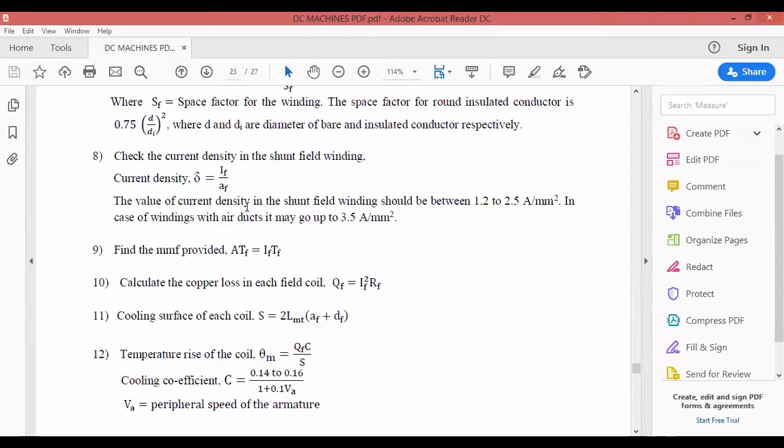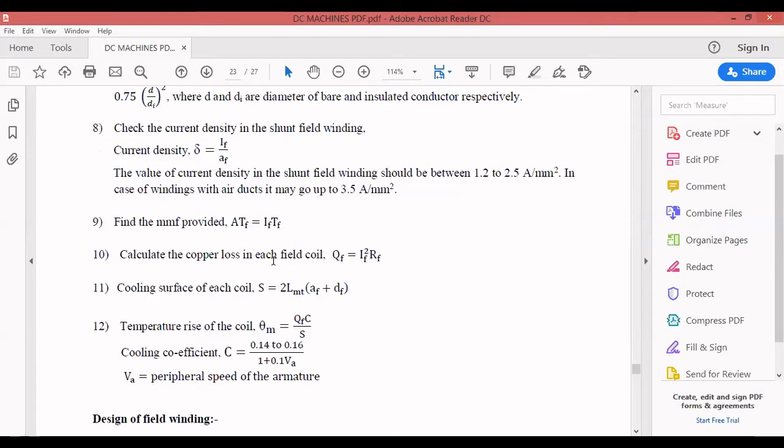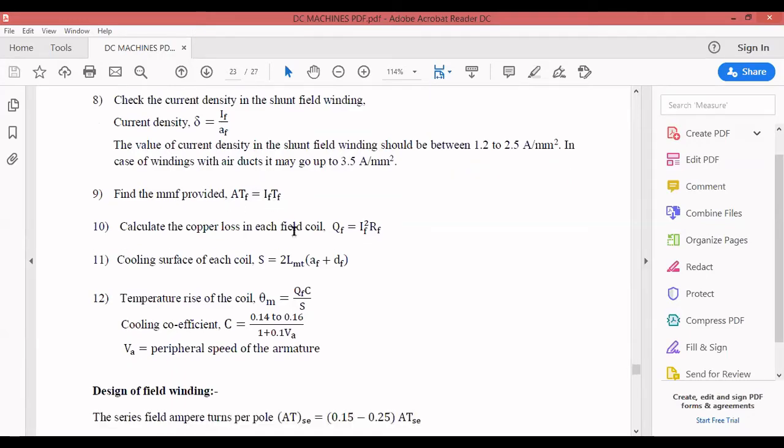The value of current density in the shunt field winding would be around 1.2 to 2 ampere per mm square. In case of depth, if you leave space for cooling purposes, it can go up to 3.5 ampere per mm square. And find the MMF provided. MMF is the magnetic force provided in the field winding, which is responsible for the creation and the flow of flux. ATF is nothing but IF into TF. That is MMF in ampere turns, IF into TF.